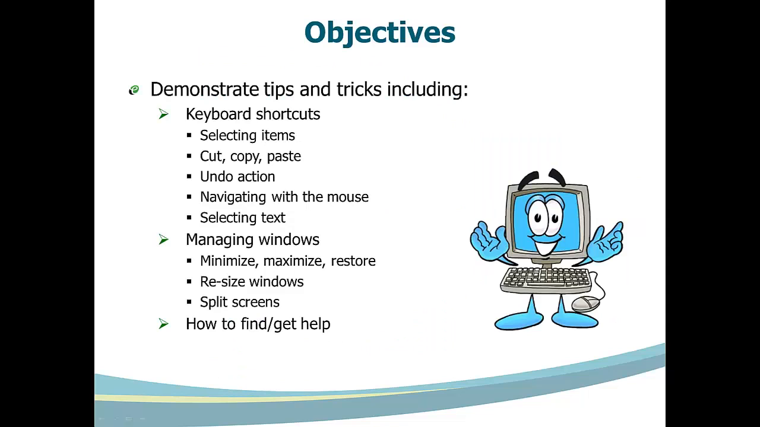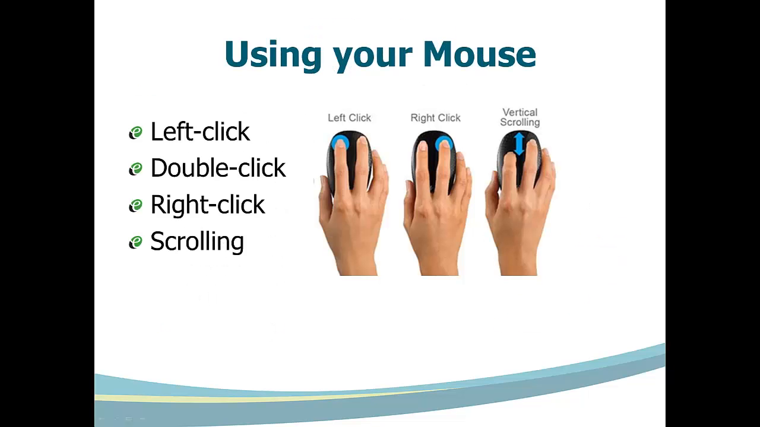In this video, we will demonstrate a variety of tips and tricks, including keyboard shortcuts such as selecting items, cut, copy, and pasting content, and undoing previous actions. We will review how to navigate using your mouse and how to select text to perform different actions. Next, we will demonstrate how to manage the windows on your screen, how to minimize and maximize the screens, and how to manage multiple windows and split screens or adjust screens for better viewing. Finally, we will highlight a few different ways you can find help when you're on your own. Let's begin by learning about proper use of your mouse.